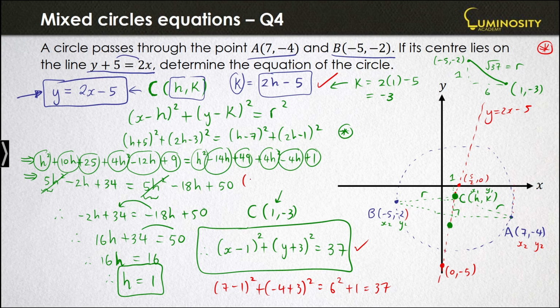And if I take -5 and -2, -5 minus 1 is -6 all squared, -2 plus 3 is 1 squared, and that's still going to give you 37. Okay, so those 2 points definitely lie on this circle with that equation. And does the center point, 1, -3, lie on that line? Well, if I put y is -3, I have -3 plus 5 is 2, and 2x is 2 times 1 is 2. So again, it does lie on that line there.